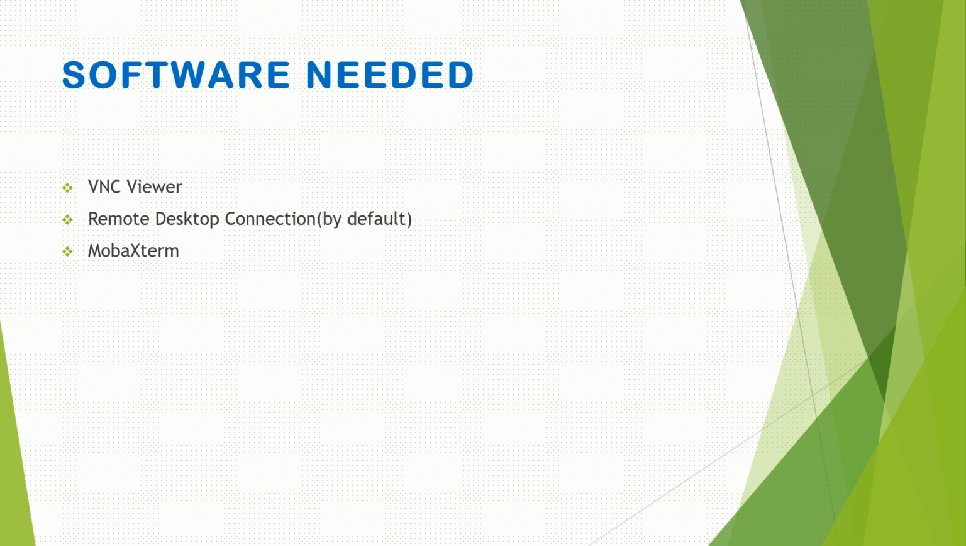Obviously you need to download and install some things, but first you have to download VNC Viewer. Then don't download the remote desktop connection. It is available on each and every Windows machine by default, so don't download that one. But I will show you how to access using RDC. Then next, you have to install MobaXterm.